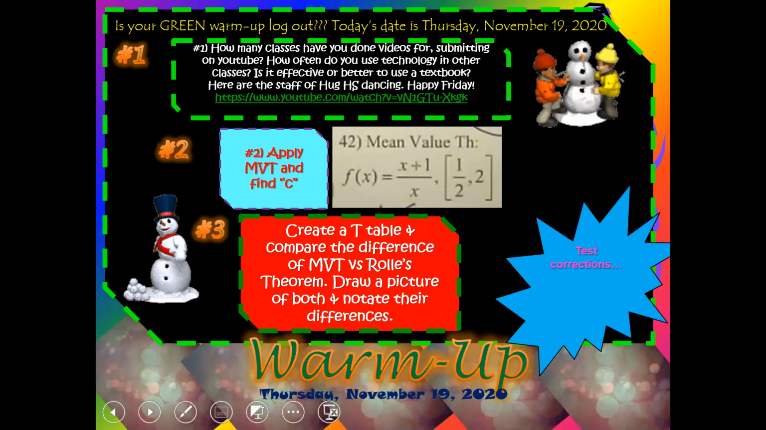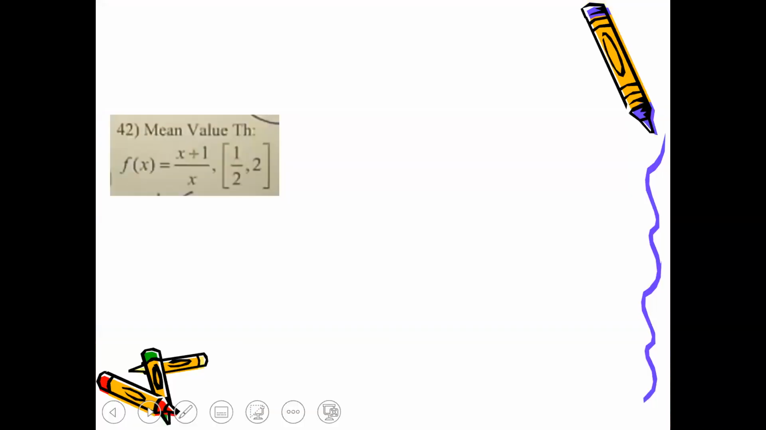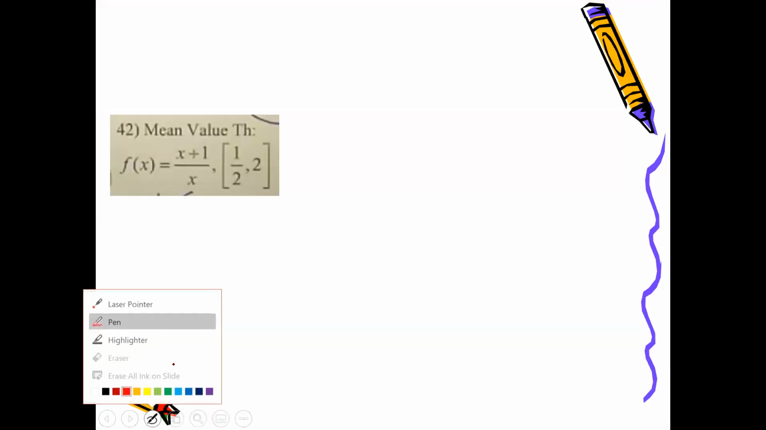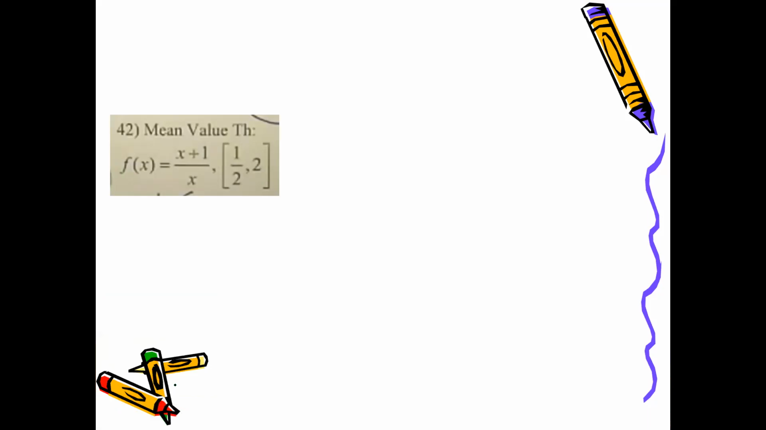Okay, let's go ahead and take a look at question number 2. So this one is asking you to apply the mean value theorem. It's asking you to find the value c, a point that's going to be in between the interval 1/2 and 2. That is also going to represent the slope.